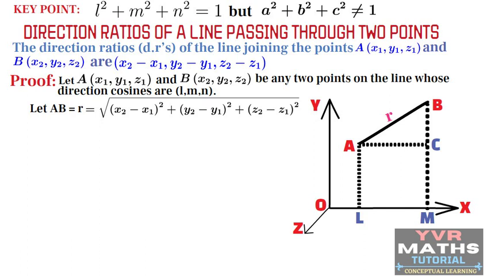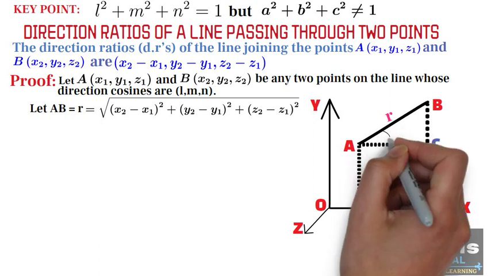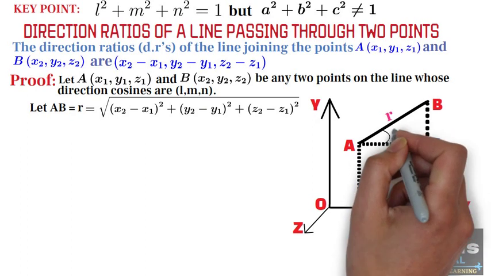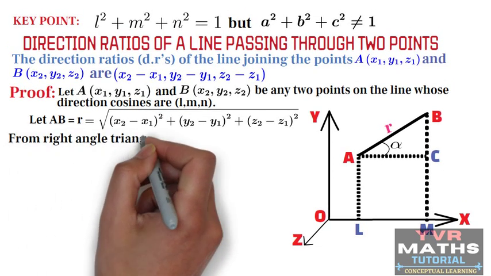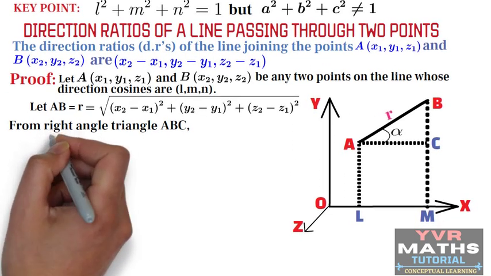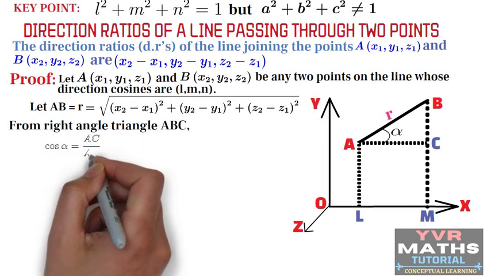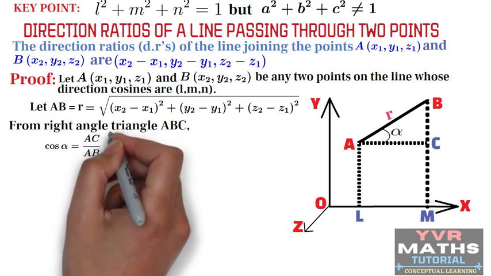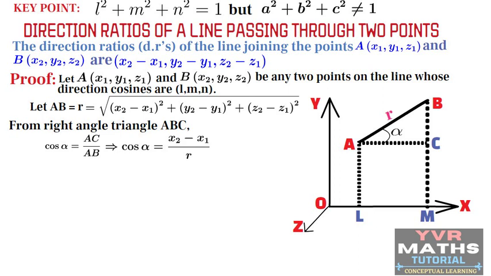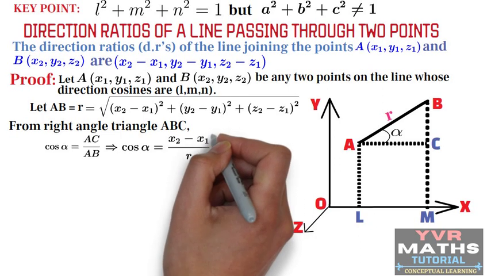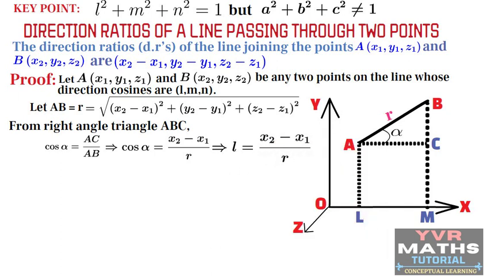If you observe the diagram, the line AC is parallel to the x-axis. So the line segment AB is making an angle alpha with the positive direction of the x-axis. If you observe the diagram, it is very clear ACB is a right angle triangle. So from right angle triangle ABC, cos alpha is equal to AC by AB. That implies cos alpha is equal to (x2 minus x1) by r. Cos alpha is nothing but l according to the concept of direction cosines. Then l is equal to (x2 minus x1) by r.